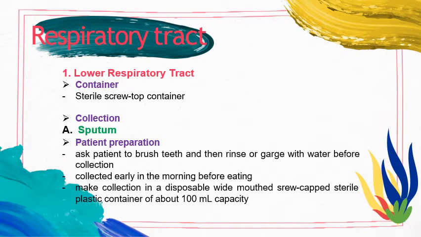Now your next is your lower respiratory tract. You will use a sterile screw cap container, for example, for your sputum. Ask the patient to brush teeth and then rinse or gargle with water before collection. Collection is early in the morning before eating, and make collection in a disposable wide-mouthed screw cap sterile plastic container about 100 ml in capacity.